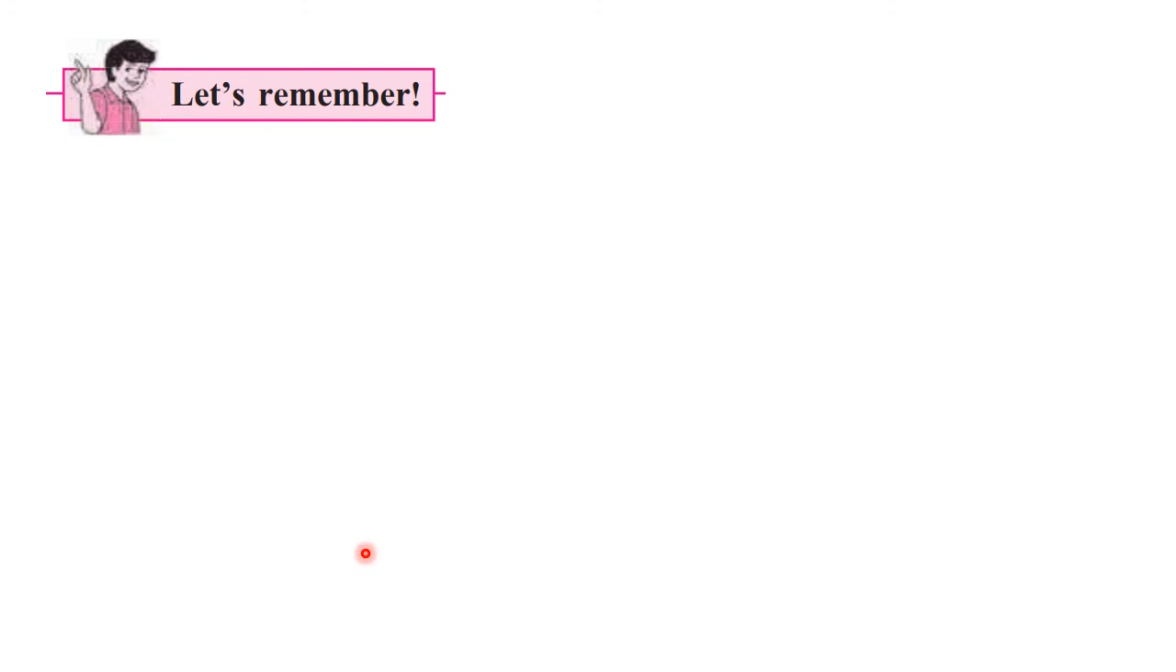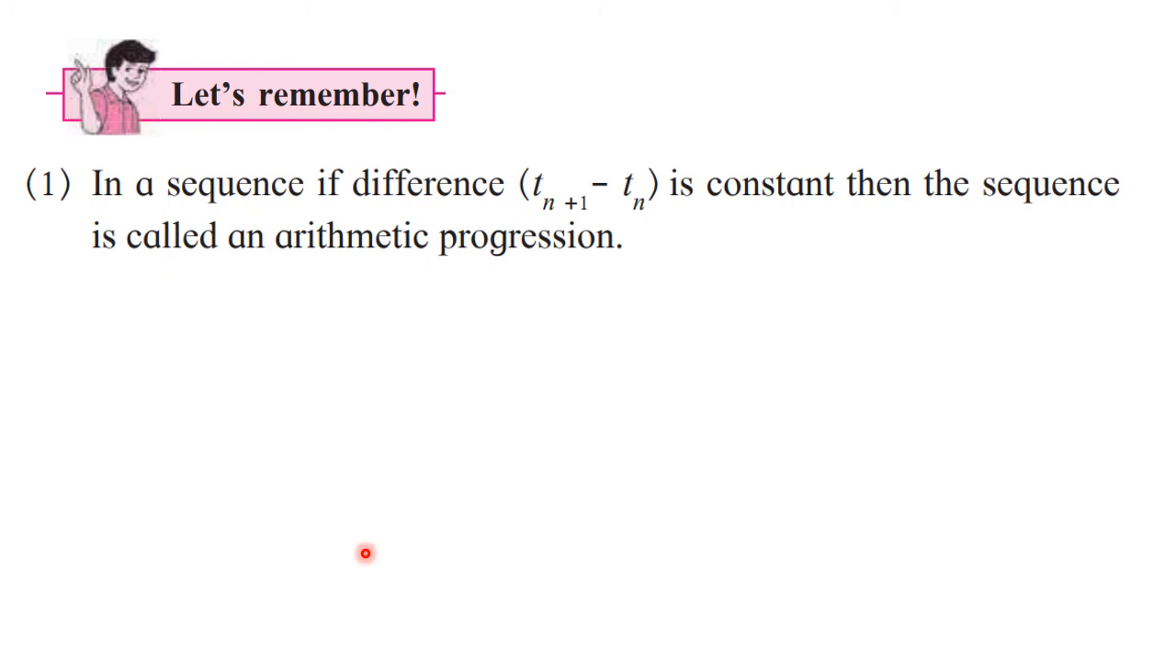So the very first point here is that when the difference between two consecutive terms is constant, then the sequence is called an arithmetic progression. And that difference d is given by the formula Tn+1 minus Tn. This is the very first point to remember.